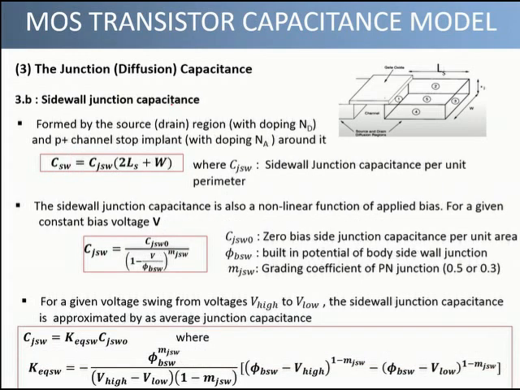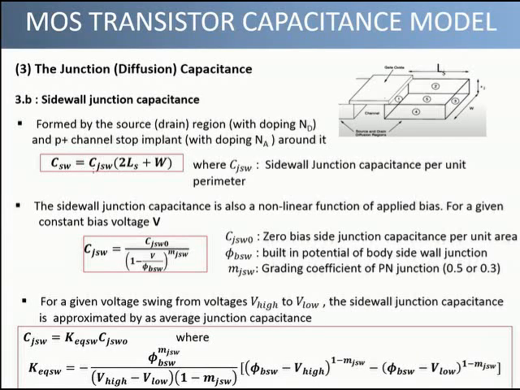The sidewall junction capacitance is formed by the source or drain region and the P plus channel stop implant around it. As we know, when we have multiple NMOS transistors on the same substrate, we encapsulate the source and drain diffusion region of each NMOS transistor in a P channel stop implant to avoid leakage current from one transistor to another. So the sidewall junction capacitance is between the source and drain diffusion region and this channel stop implant around it.